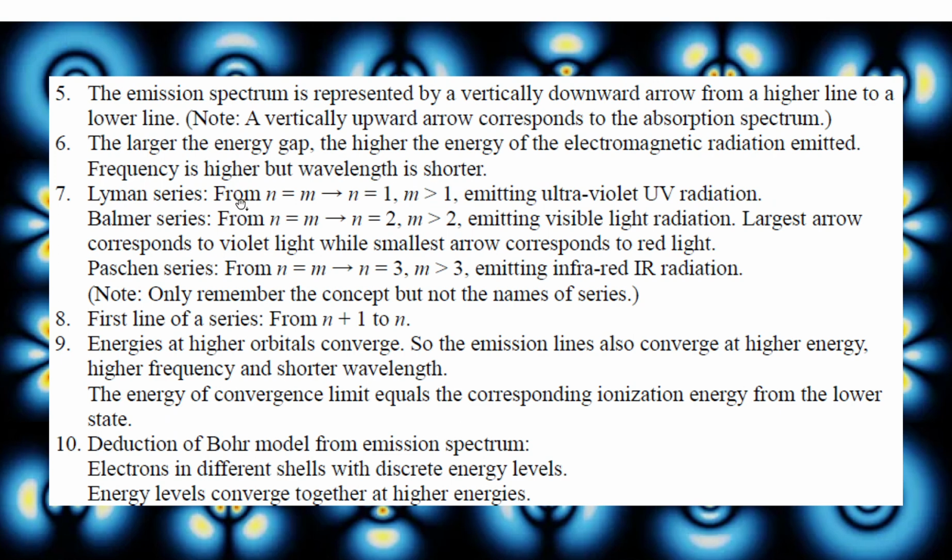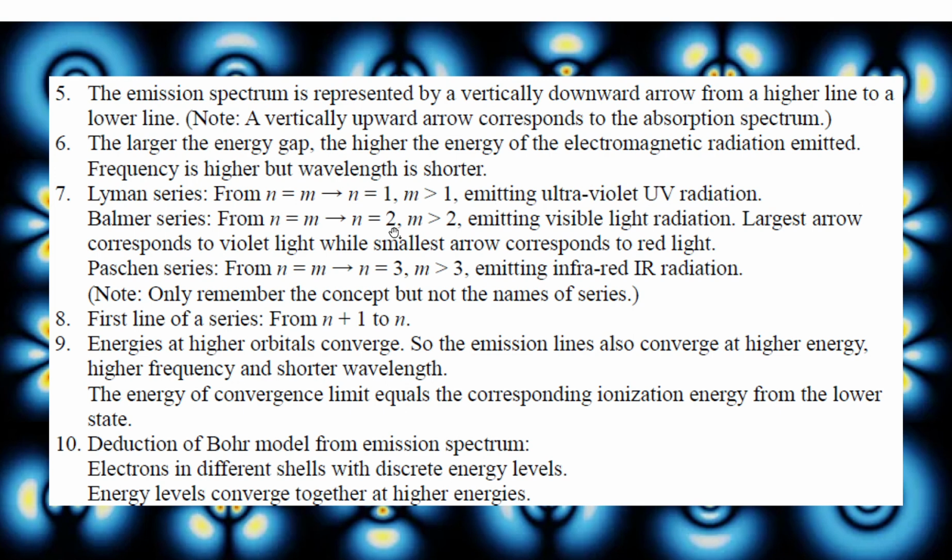For the first series, falling to n equals 1, it is the highest energy. So for hydrogen, we will emit UV light. You need to remember this. For hydrogen, falling down to n equals 1, highest energy, only UV light will be emitted, not harmful to people.